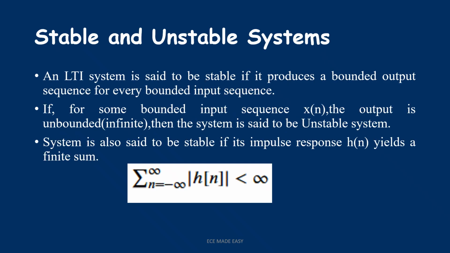Coming to stable and unstable systems. An LTI system is said to be stable if it produces a bounded output for a bounded input. That is, if for some bounded input sequence x of n the output is unbounded, then the system is an unstable system. In other words, the system stability is also defined by using its impulse response denoted by h of n. So, if this impulse response is absolutely summable, that is, summation n equal to minus infinity to infinity of mod of h of n is less than infinity, the system is said to be stable, otherwise it is unstable.